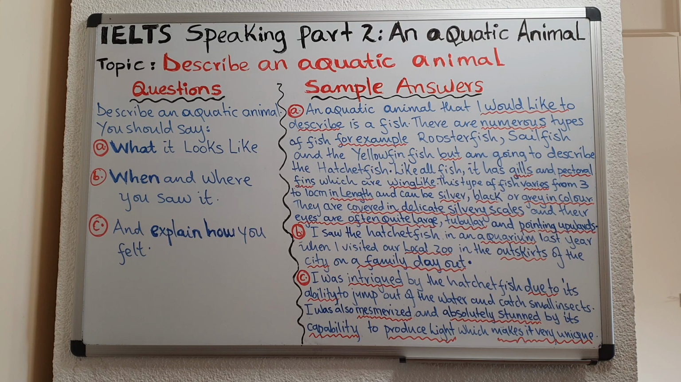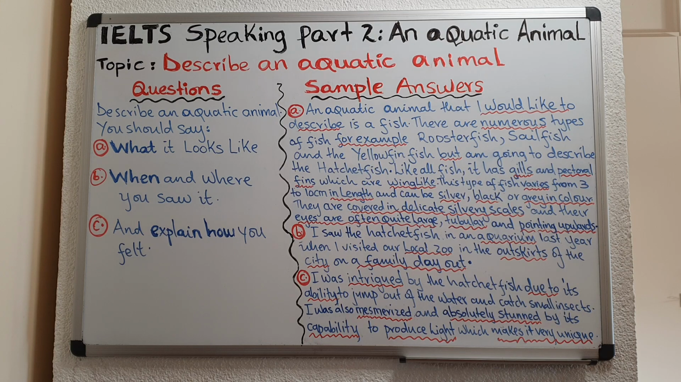Let's begin with question A. Describe what it looks like. The key word here is what it looks like. Okay? What it looks like. Not what it eats. No, what it looks like. So its physical appearance. So you need to talk about its physical features.